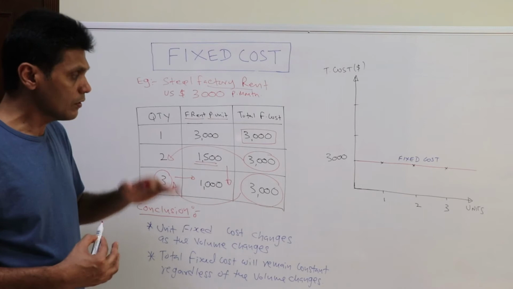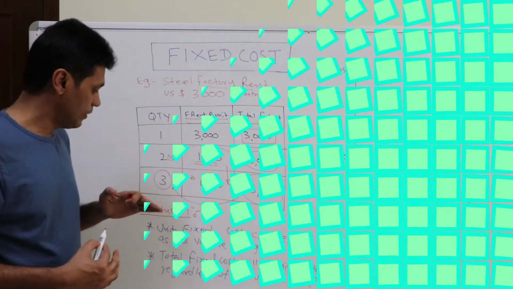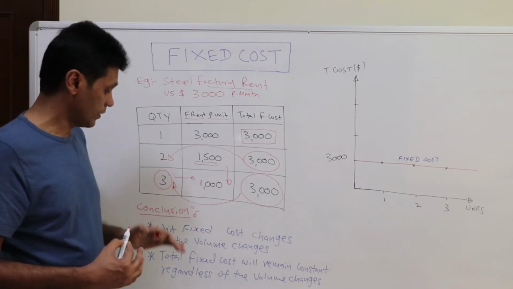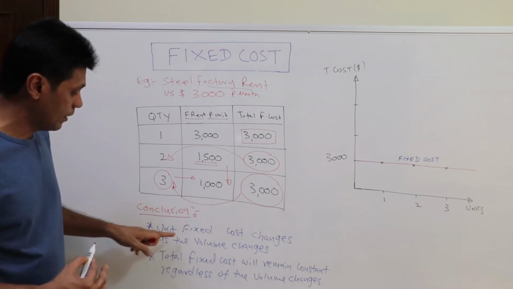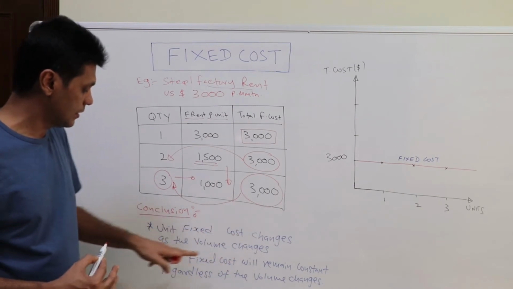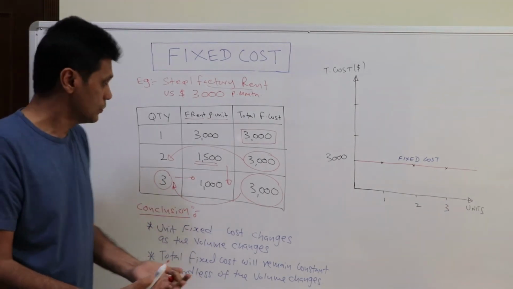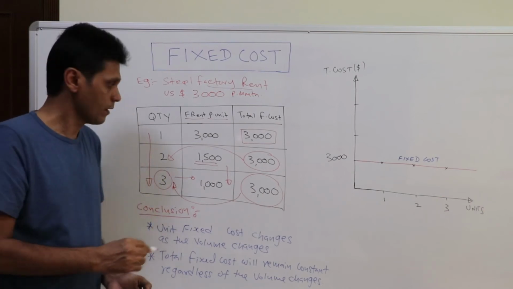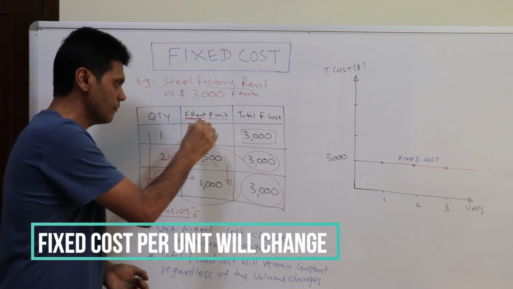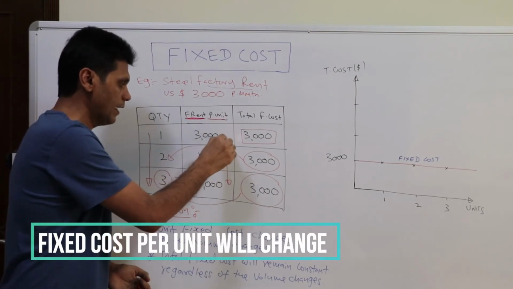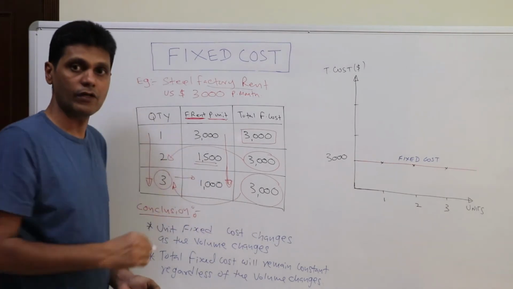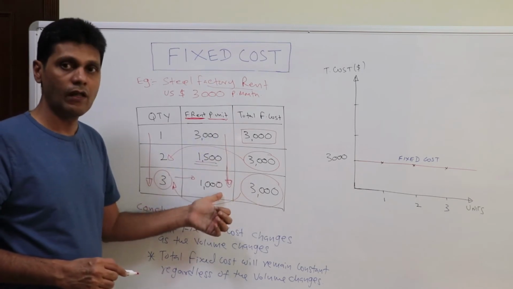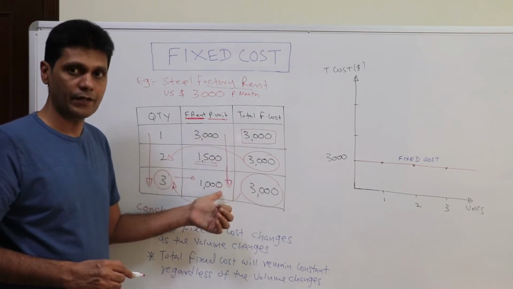So what conclusions can you derive from this table? The first conclusion is that unit fixed cost changes as the volume changes. Once you increase the volume or the production, the fixed cost per unit will also reduce. So you increase the production, and the fixed cost per unit will reduce.